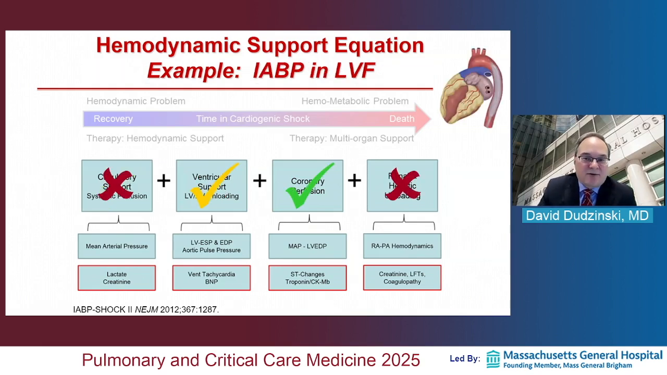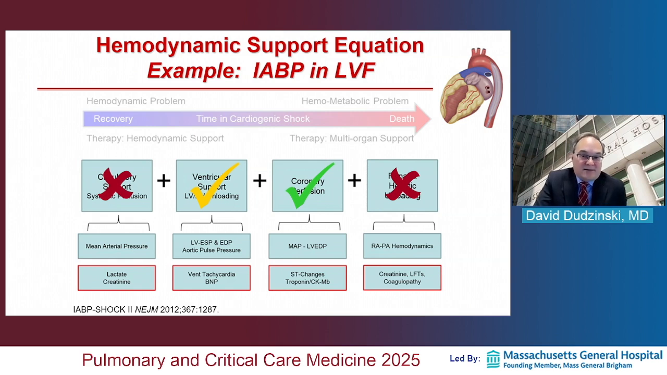Let's look at the grandfather of MCS. This is called the intra-aortic balloon pump. It was actually partly developed at MGH in the 60s and 70s. And what it is, it's literally a balloon, inserted percutaneously, typically via the femoral artery, but it can be inserted via the axillary artery. The balloon sits in the descending thoracic aorta. The balloon actually inflates in diastole.